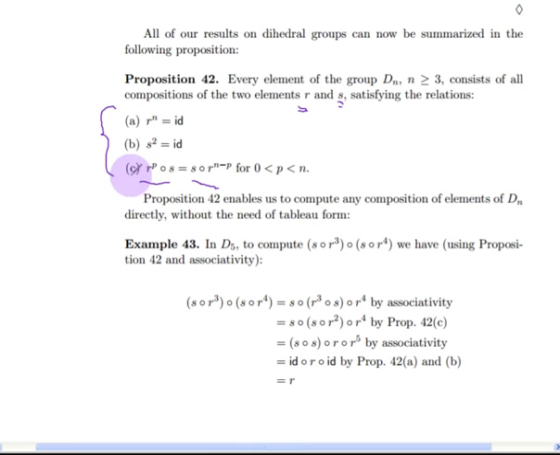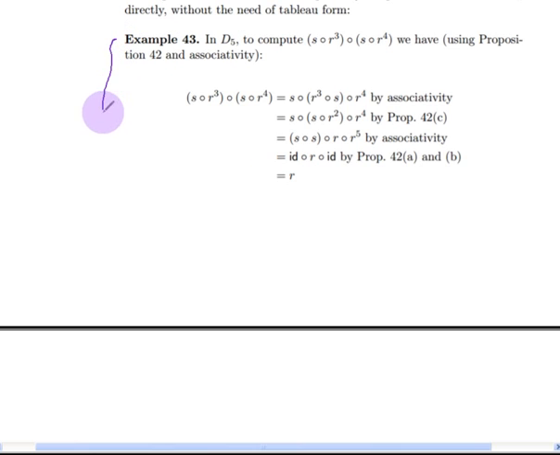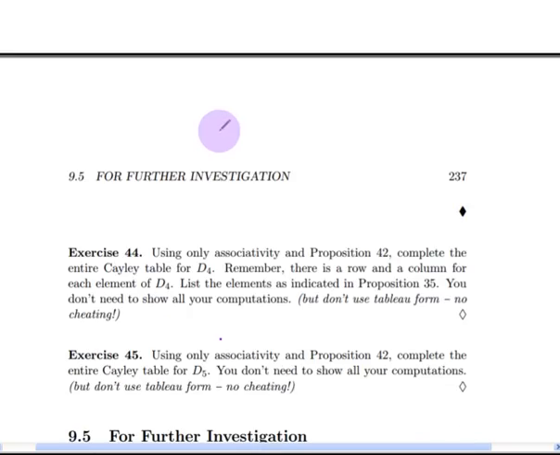Now, these are actually called group relations. And as I said, R and S are called generators. All right, and that's the point that's made here, that now I can compute any group operation simply using those relations.